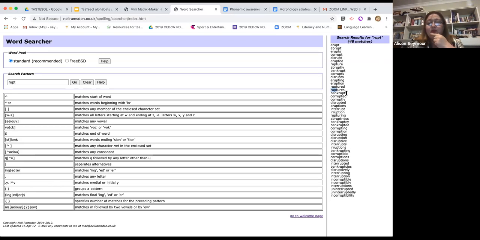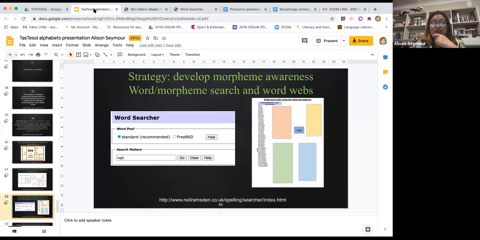And you can do activities to explore, okay, what's the inner meaning, I suppose, of rupt? In this case, it all has a connection to do with something breaking: erupting, corrupting, bankrupting. So the word searcher can give you some interesting things to explore. And from the word searcher, you can build word webs where you look at the different combinations. But all of that is in the resources that I have provided for you.